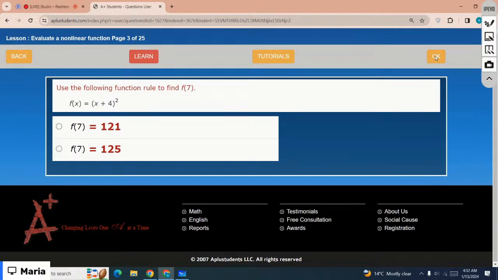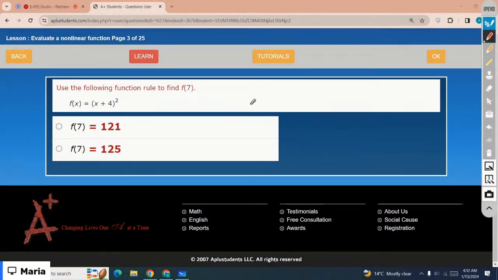Use the following function rule to find f of 7. So just replace all the x with 7 in the given function. So that would be 7 plus 4 is 11. So you need to evaluate 11 square. That is 121. The correct option is f of 7 equals 121. Very good.